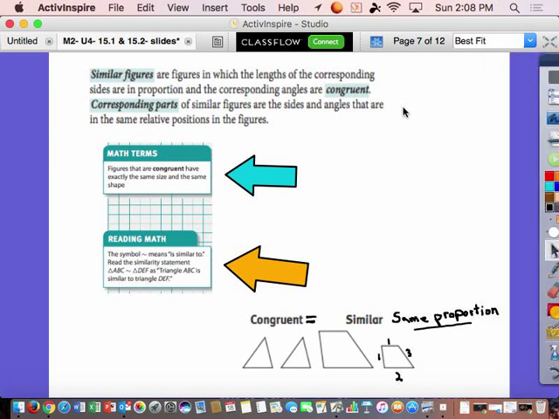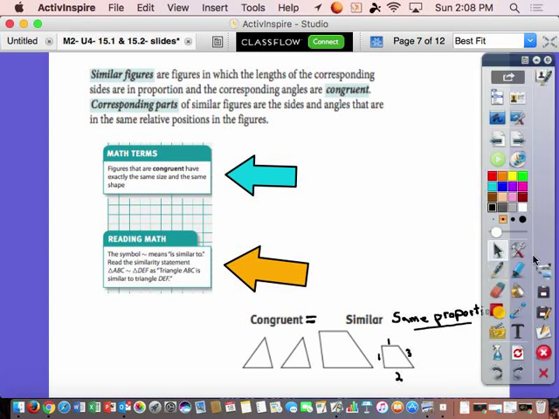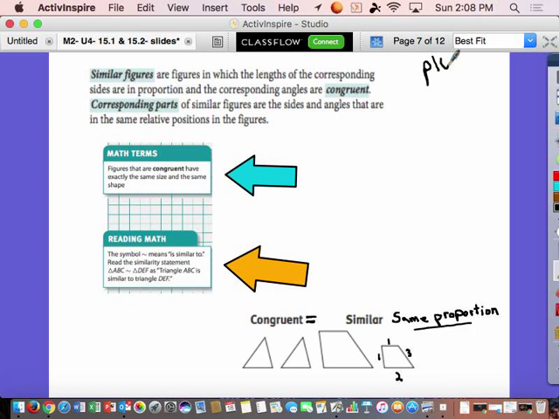Flip over to the next page. You should be on page 161. Sorry, I didn't write it on there. Page 161. So similar figures are figures in which the lengths of corresponding sides are in proportion. Proportion means what? Fraction, right? Proportion means fraction. And the corresponding angles are congruent.